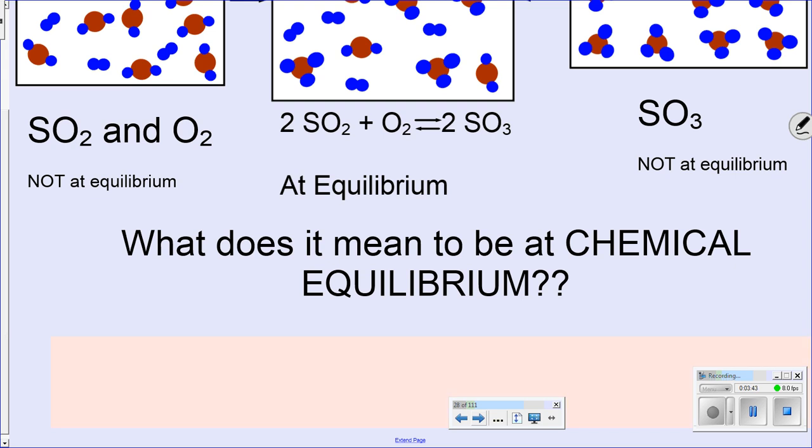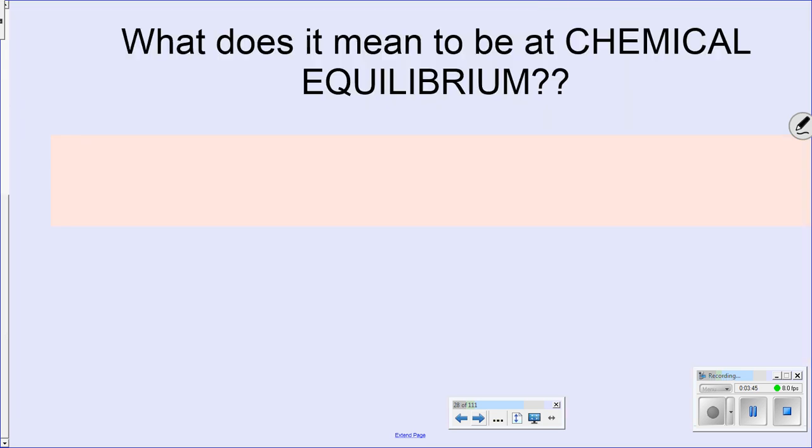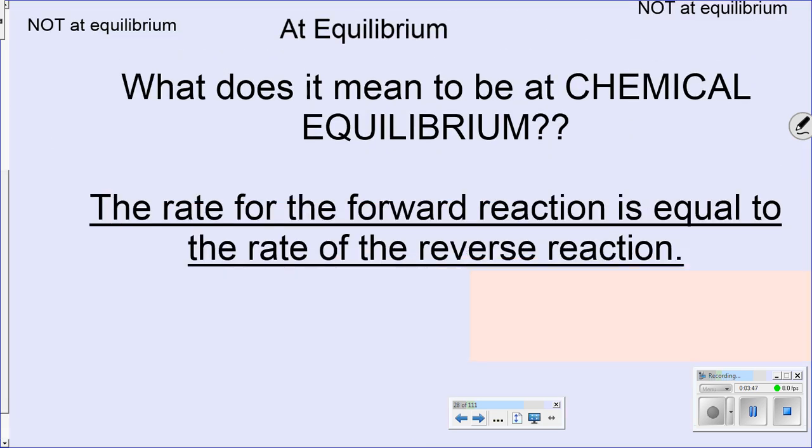So what it actually means to be at chemical equilibrium is that we have two processes that are the opposite of each other happening at the same time. And the rate of those two processes are equal. So in a chemical equilibrium, the rate of the forward reaction is equal to the rate of the reverse reaction. So these two opposing processes happen at the same time at the same rate.